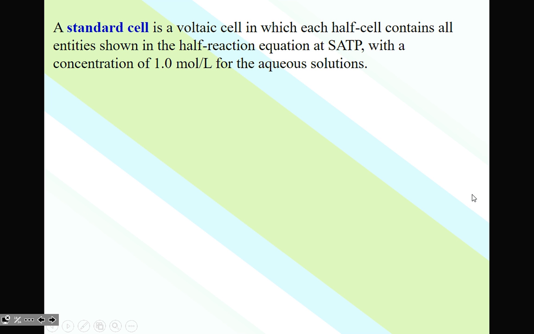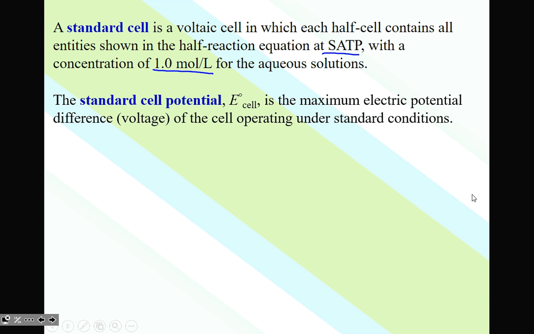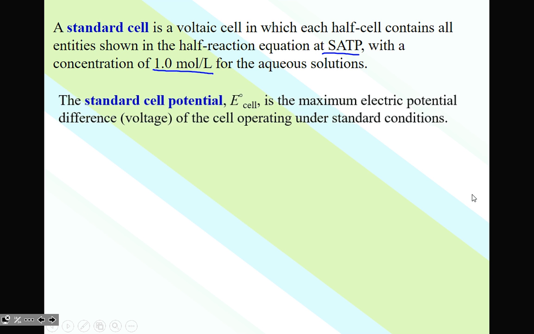A standard cell is a voltaic cell in which each half cell contains all entities shown in the half reaction equation at SATP with a concentration of 1.0 moles per liter for the aqueous solution. So that's basically the standard cell conditions. Nothing really there, just giving you some background information. The standard cell potential is the maximum electric potential difference, or the voltage, of the cell operating under these standard conditions.